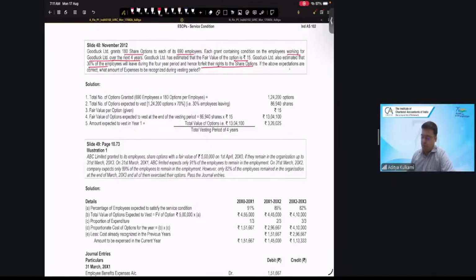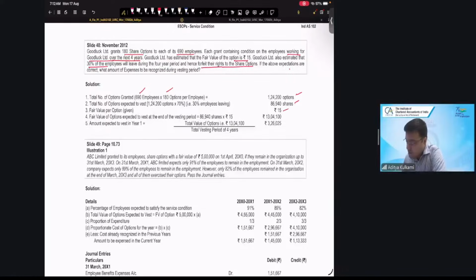First one. How many options are there? 690 into 180, 1,24,200. Out of this, 30% of employees are expected to leave. So you are accounting for those options which are realistically expected to vest. And that is always the scenario: 86,940.